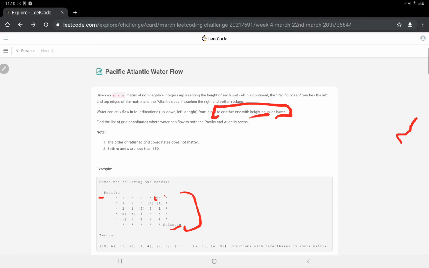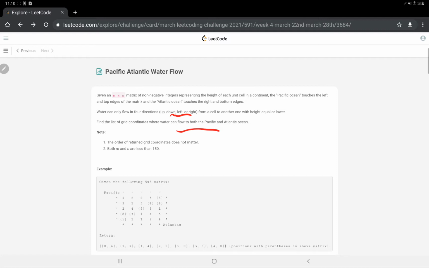So water can flow from a height that is bigger to a smaller one, and it can flow in only 4 directions, not diagonally. It can flow only in up, down, left or right direction. All right, so we find the list of the coordinates where water can flow to both the Pacific and Atlantic Ocean. So we have to find the coordinates where, if we place some water drop over there, the water will flow to both the oceans, the Pacific as well as the Atlantic Ocean. We are not given their heights, but we have to return the coordinates.